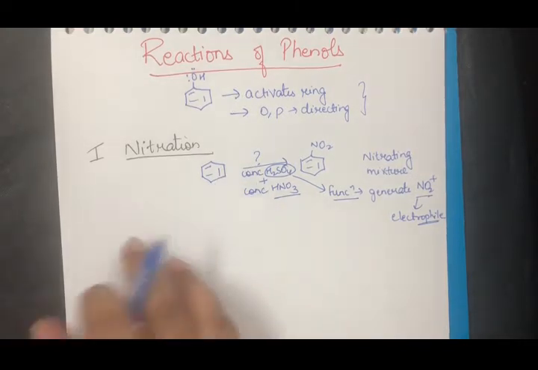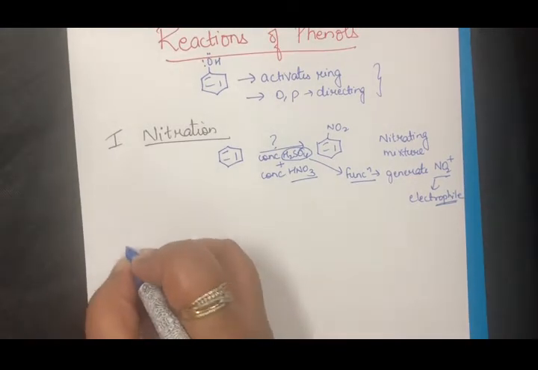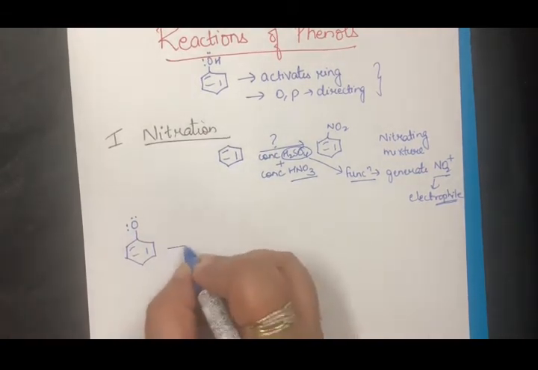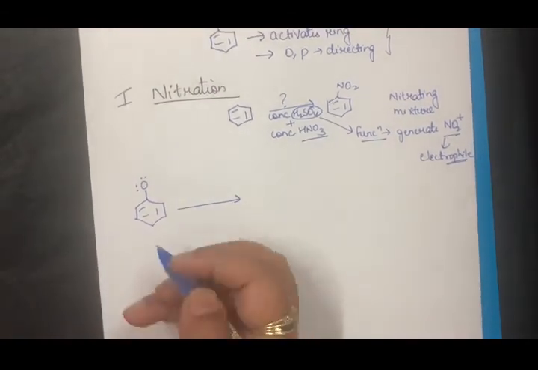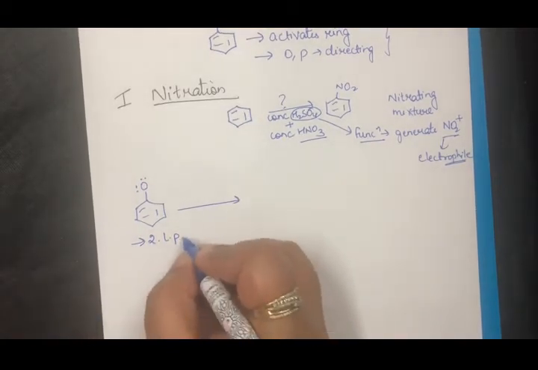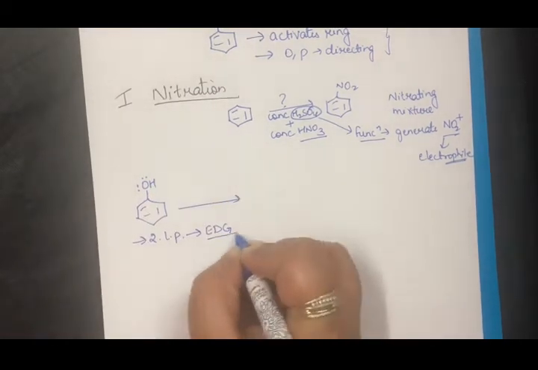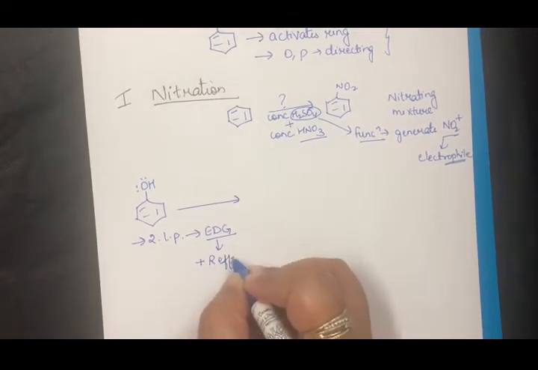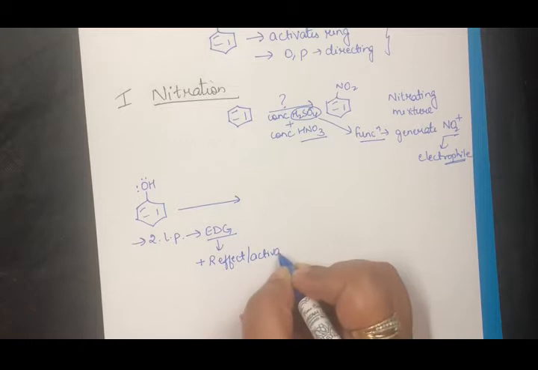Now when I talk about phenol, if I want to do the same nitration with phenol, then what will happen? Now this is my phenol. I want to do the nitration of phenol. The few things that you'll have to keep in mind is that there are 2 lone pairs here. Due to presence of these 2 lone pairs, this is an electron donating group which will result into plus R effect. This is all from your class 11th, or I can also say it is an activating group.